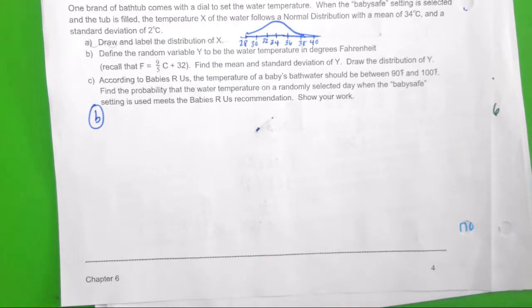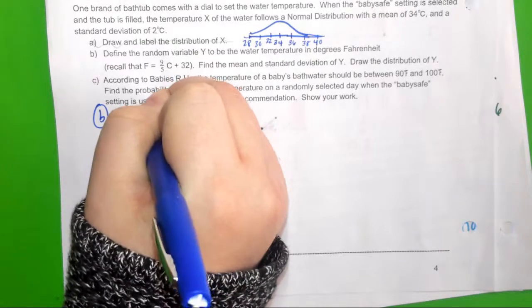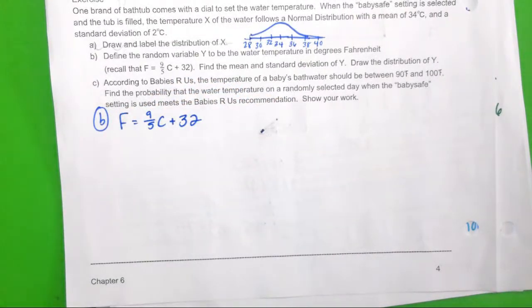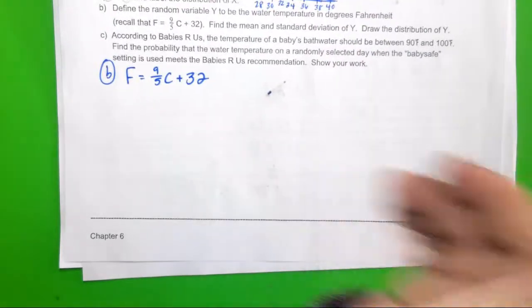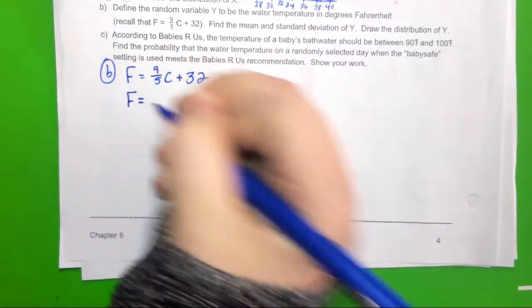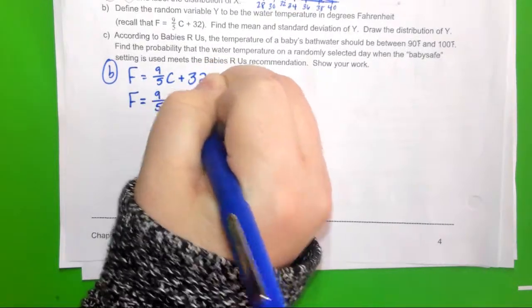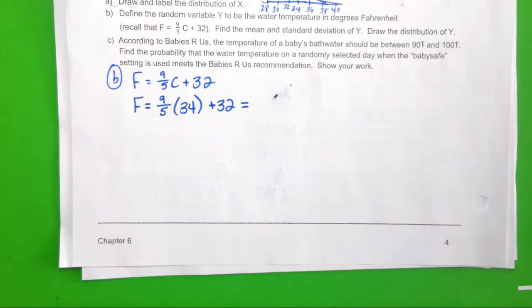Now, you and I probably already knew that the formula for Fahrenheit was F equals 9/5 C plus 32. So, what was our mean when we were in Celsius? 34. I'm going to plug in a 34 for the C. So our mean in Fahrenheit is going to be what number? 93.